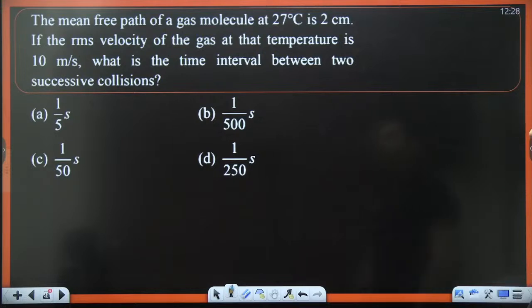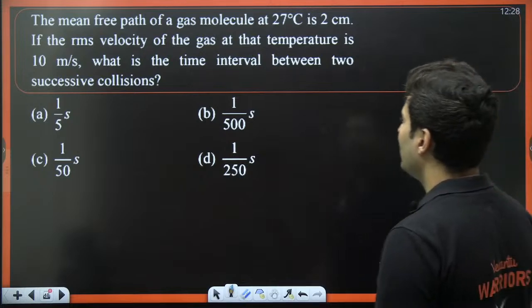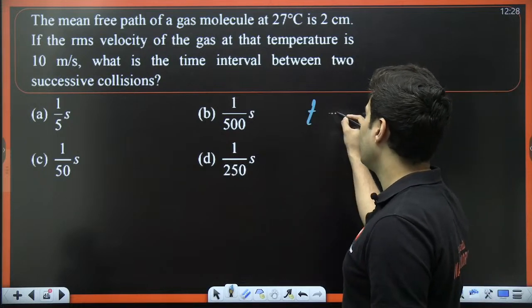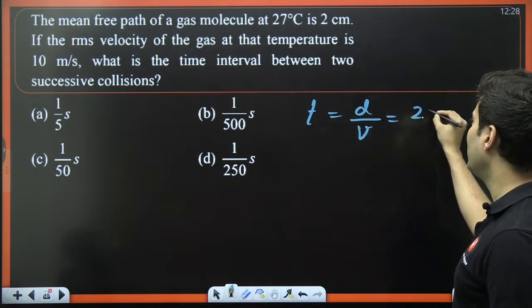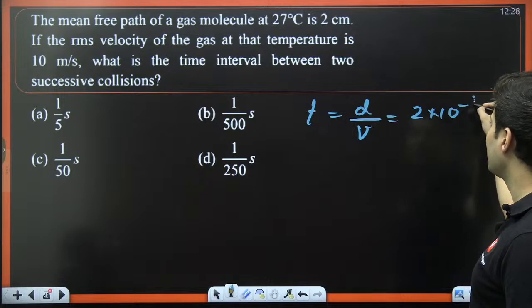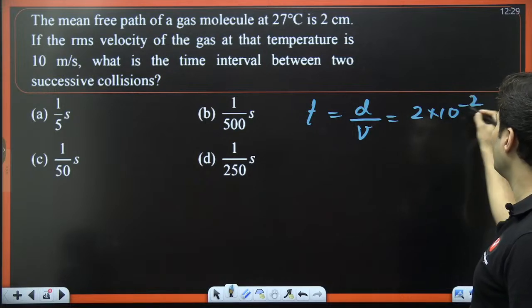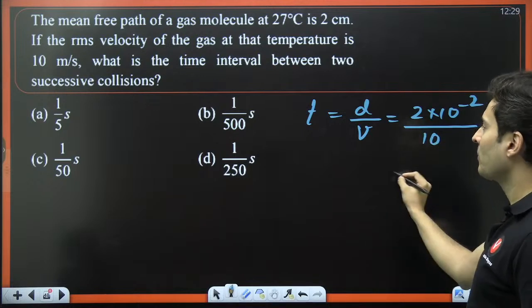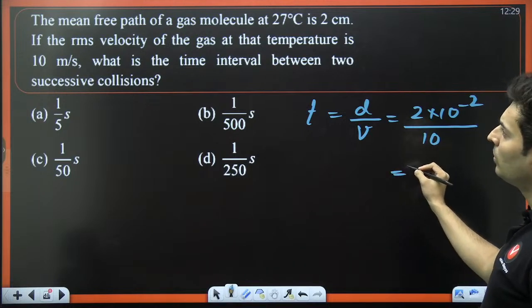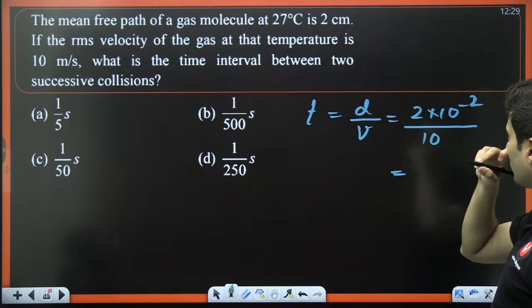Okay. The mean free path of the gas is 2 centimeters. The RMS speed is 10 meters per second. What is the time interval between the collisions? Direct question. Time is distance by speed. Distance is 2 centimeters, so 2 into 10 to the power minus 2 in meters. What is the speed? Speed is basically 10. So yeah, it's 10. Correct.